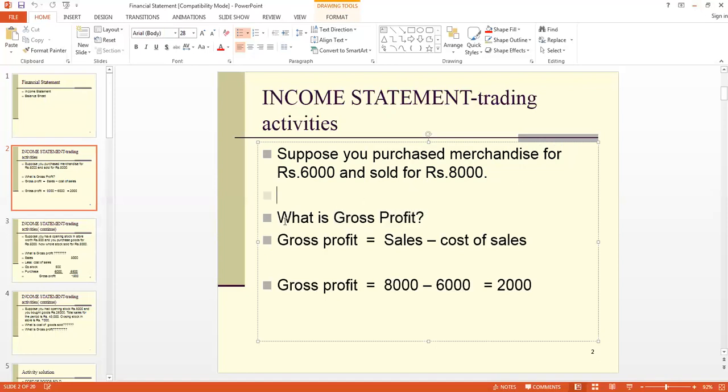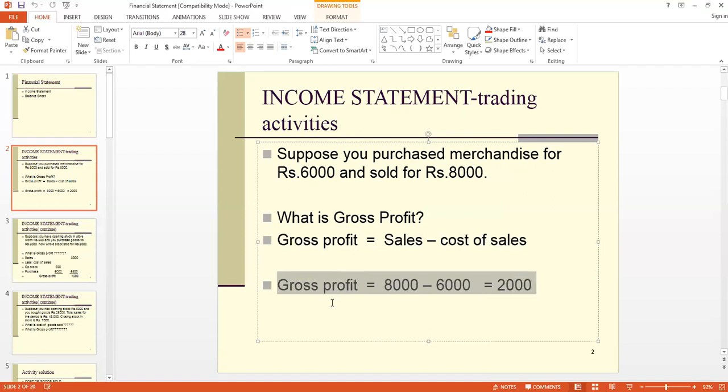So whenever a question is asking you to find out what is gross profit, it means that the question is interested in this formula. You can take sales, you can minus cost of sales, and the difference of these two will be called gross profit.